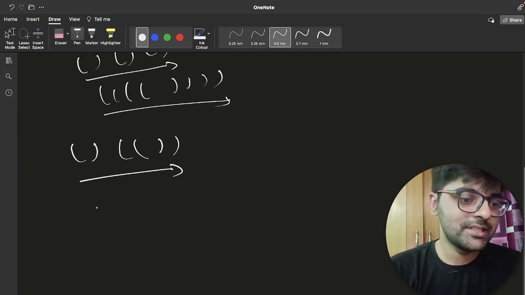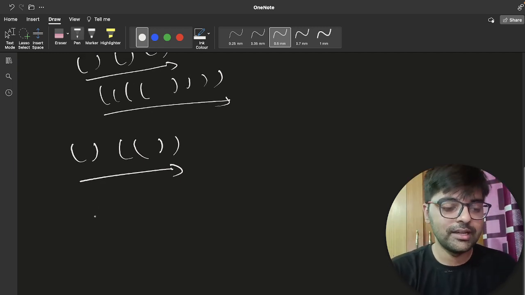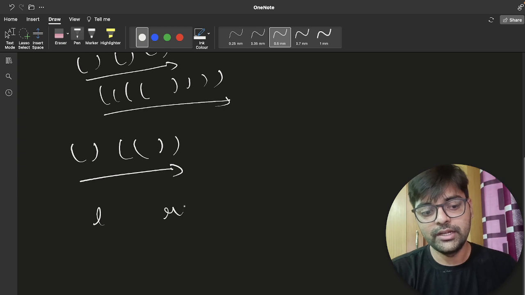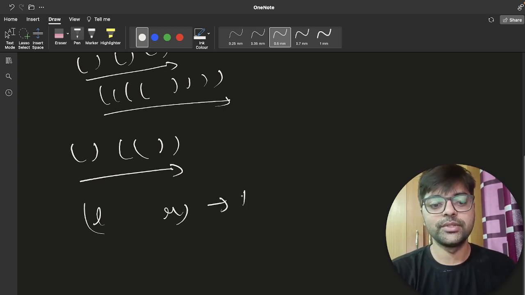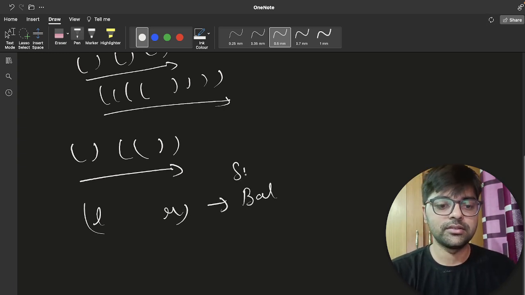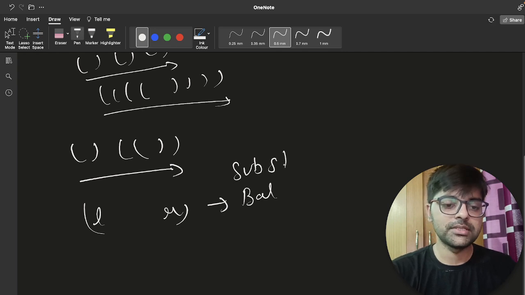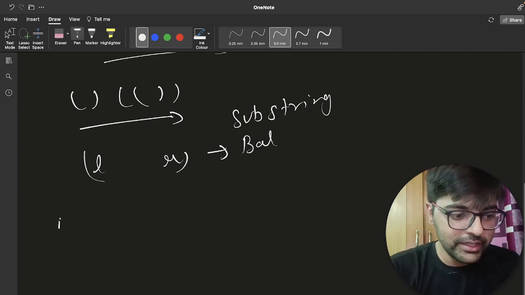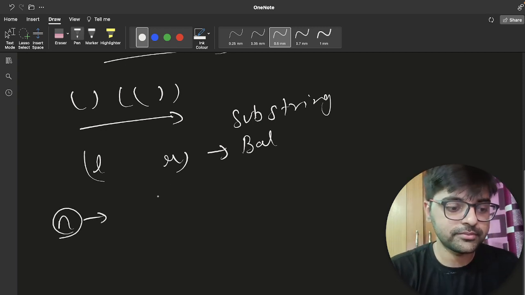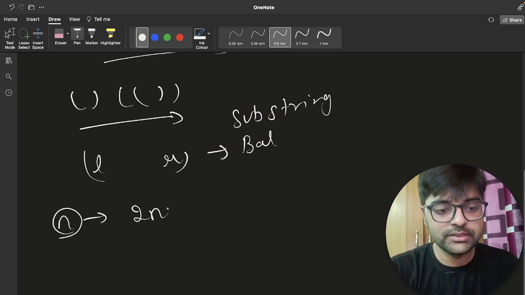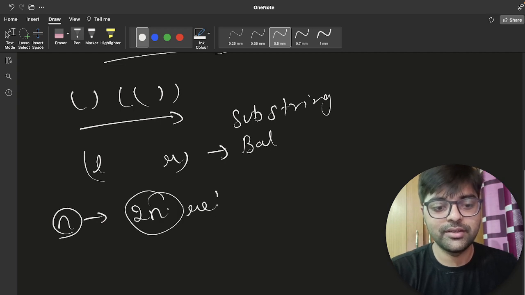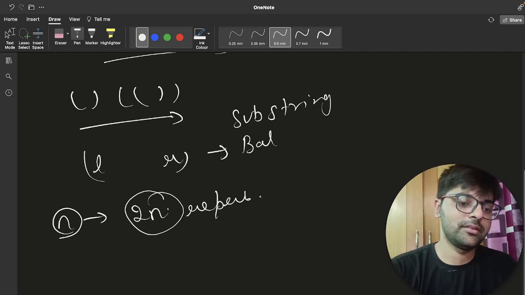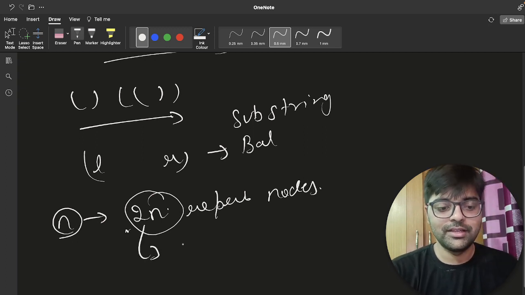So now the question is asked that, let's say between L and R there is a balanced bracket sequence in the substring, then there must be an edge. So n is given, 2n represents the nodes, and 2n represents the length of the sequence.